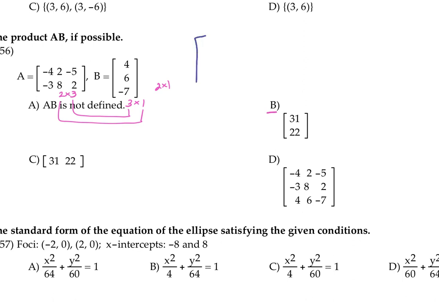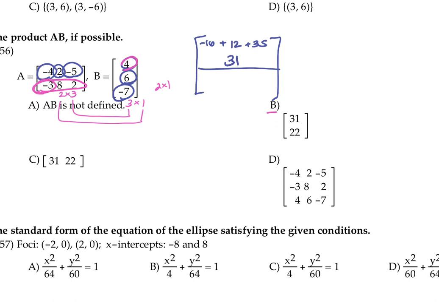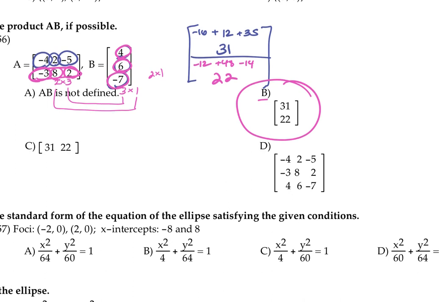If it's a 2 by 1, it means there's 2 rows and 1 column. So I would do negative 4 times 4, which is negative 16, plus 2 times 6, which is 12, plus negative 5 times negative 7, which is positive 35. And from here, we get 31. The next one would be row 2. Negative 3 times 4 is negative 12, 8 times 6 is 48, and 2 times negative 7 is negative 14. Add those together, 36 minus 14, which is 22, and that's where B comes from. But because it's multiple choice, I would strongly encourage you to use some tips and tricks to eliminate values at least, and that should make it a little bit easier.